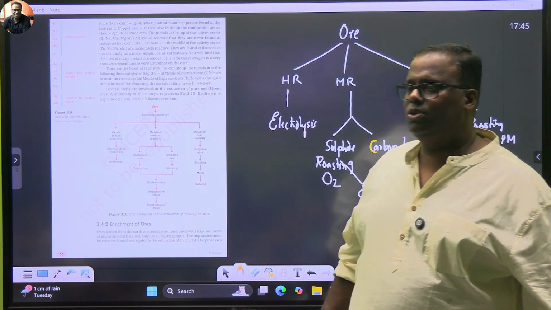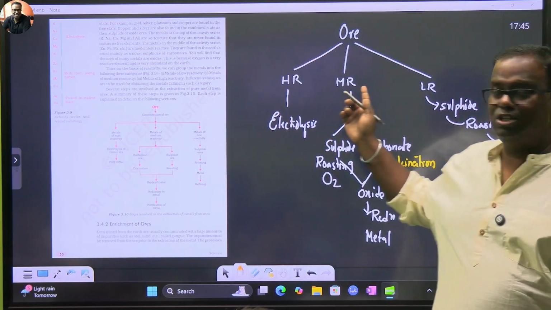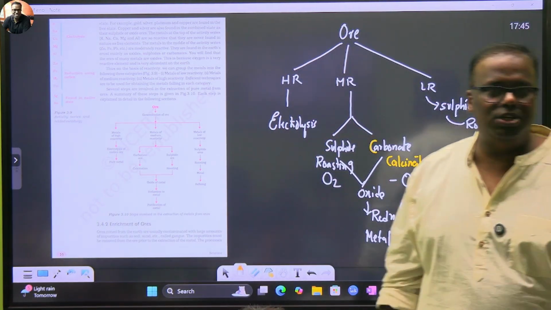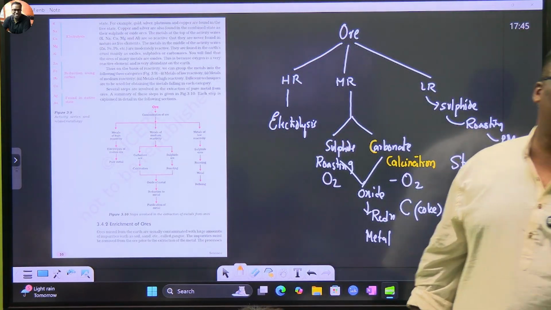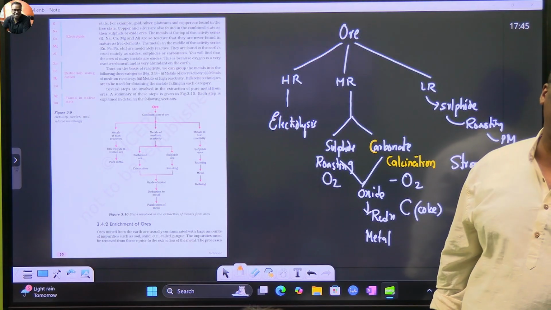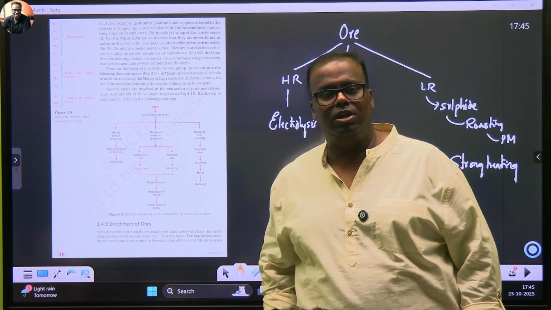After the ore has been concentrated, obviously you will not do an industrial process this way. If you have a plant, you will build a plant for only one of these. But as a student you should know everything. Now since you have got all the ores concentrated, then what do you do? You will see which type of ore you are dealing with. Highly reactive, electrolysis. Less reactive or moderately reactive, then we have to see.